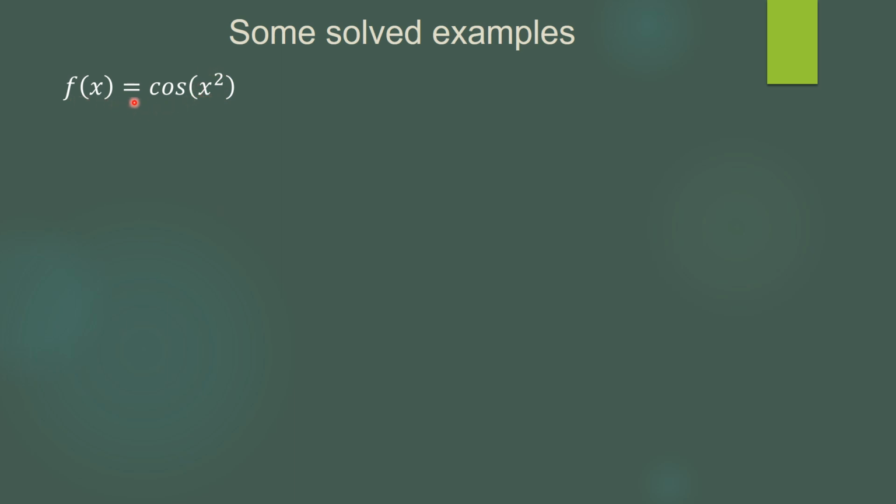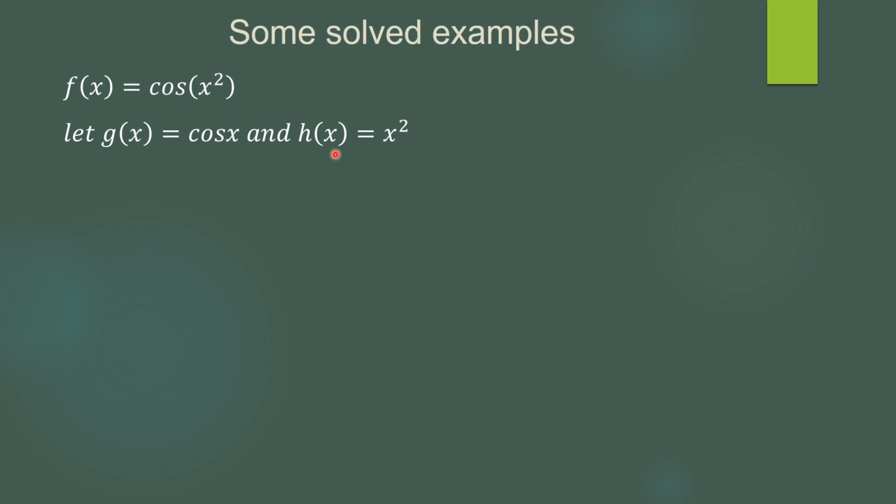So this function is called a composite function. Now we will try to break this into two simple functions. Let's say that g of x is cos x and h of x is x square. Now, to check f of x, we have to check g of x and h of x, whether they are continuous or not.